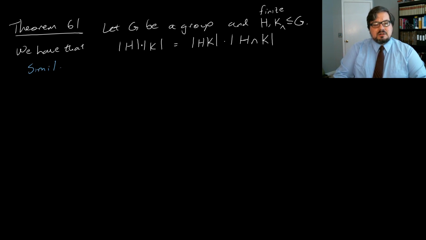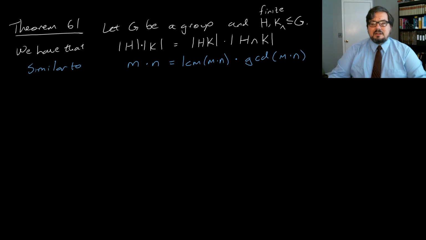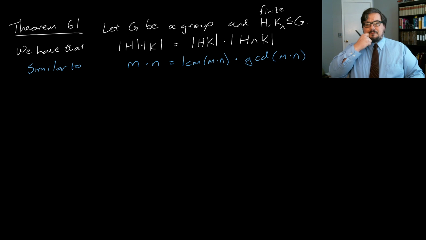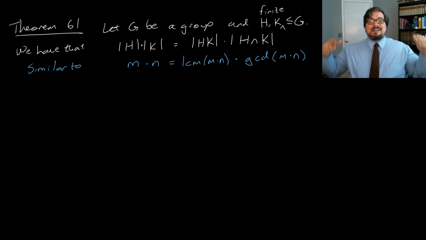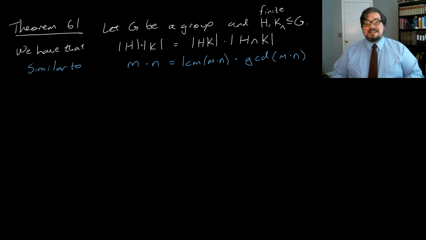So this is similar to the fact that if I take two integers, m and n, and I multiply them together, this is equal to the least common multiple of m and n times the greatest common divisor of m and n. And that's one way of seeing the structure here for what's going on. Because the set HK, which I'll remind us of what that is in just a second, is larger than either H or K. The set HK is a superset of both H and K. The set H intersect K is going to be something smaller than H or K because it lies inside both. And similarly, the least common multiple of two numbers is at least as big as them. The greatest common divisor of two numbers is no greater than them. And so we've got the same sort of connection here.